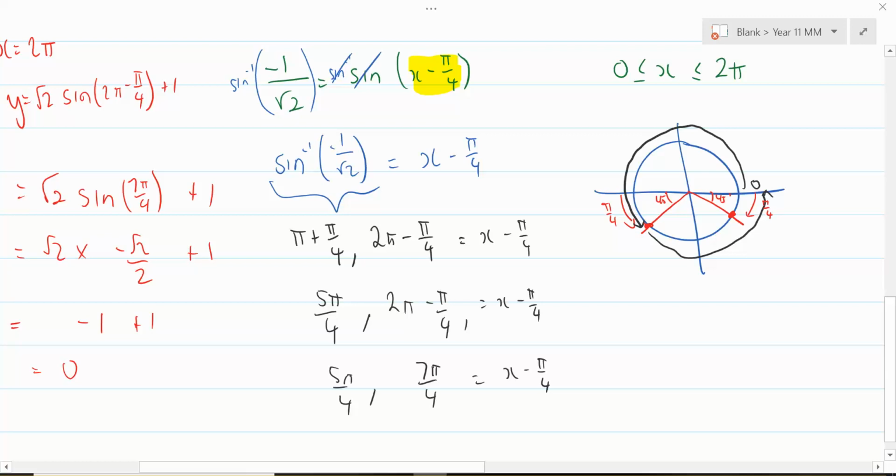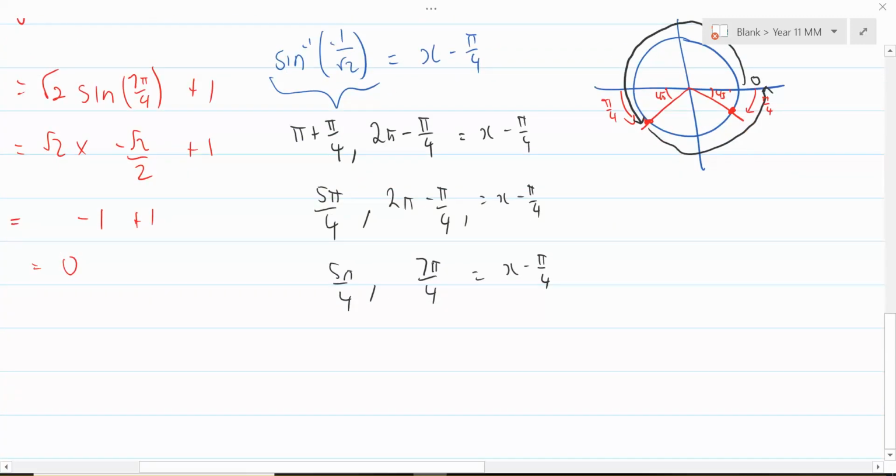You got 5 pi on 4, 7 pi on 4. That will work from 0 to 2 pi, right? But remember, I haven't even accounted for the fact that the graph moves right to left. That means now at the end of it, I have to take into account that it was minus pi on 4. So that's why now I'm going to move it to the right by pi on 4.